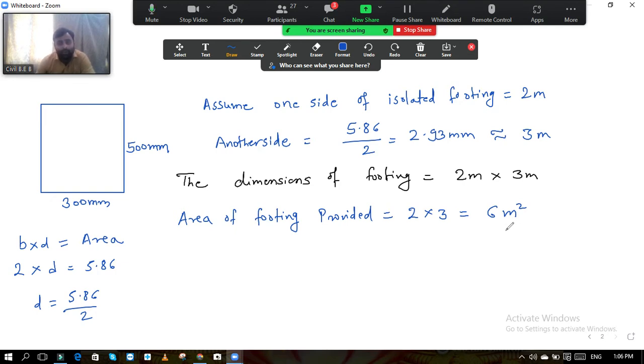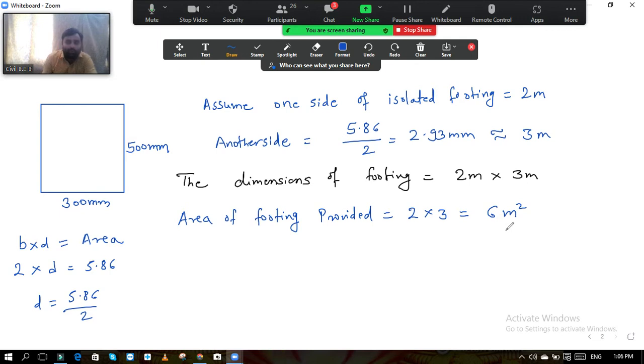Suppose you are getting an area above 5 meter square, then generally we assume one of the sides as 2 meter or 2.1 meter. And if it is below 5 meter square, generally we go for 1.7, 1.5, 1.8 like this. So generally we assume one side between 1.5 meter to 2.2 meter. I am again telling you, this is for rectangular footing. So we have got the dimension 2 meter by 3 meter, and the area of the footing which we have provided is 6 meter square.